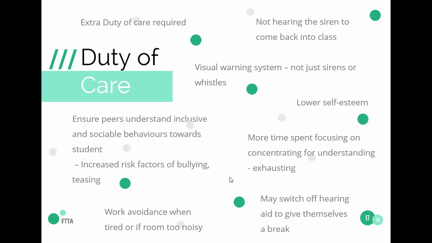No hearing, for example, not hearing the siren to come back into class, so that could be a problem. Having a visual warning system, not just sirens or whistles, could be one particular strategy. Lower self-esteem could be something that you would need to address, helping students in group work or helping students in the playground, that kind of thing, especially if they're new to a school. Obviously, it's difficult to make friends.